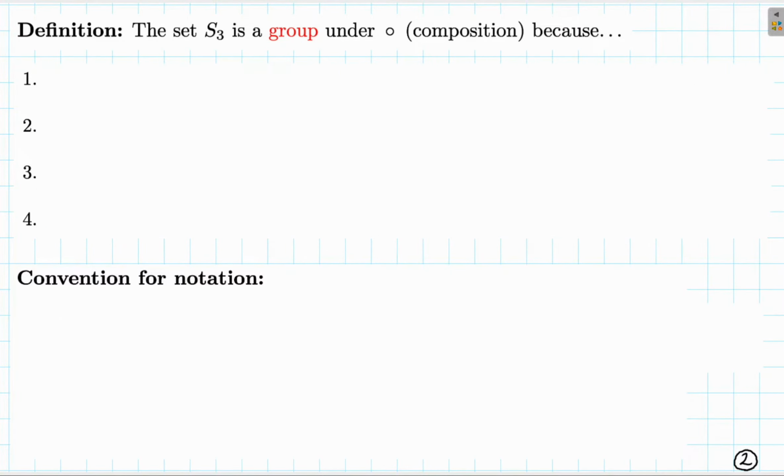Here's the long-awaited definition. We say that the set S3 is a group under composition because it satisfies the following 4 group properties. Here they are. First, closure. S3 is closed under composition. In other words, if sigma and tau are 2 elements of S3, then sigma composed with tau is also an element of S3.